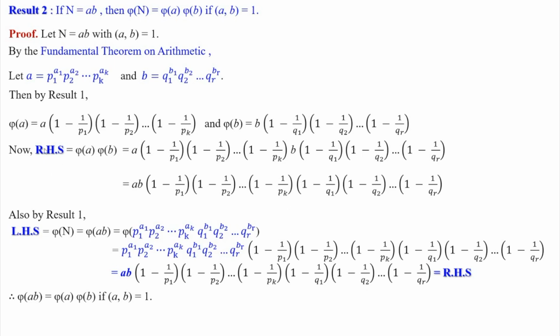And from here, the LHS is equal to the RHS. So we have this result that whenever a and b are relatively prime, then phi of ab is phi of a into phi of b.